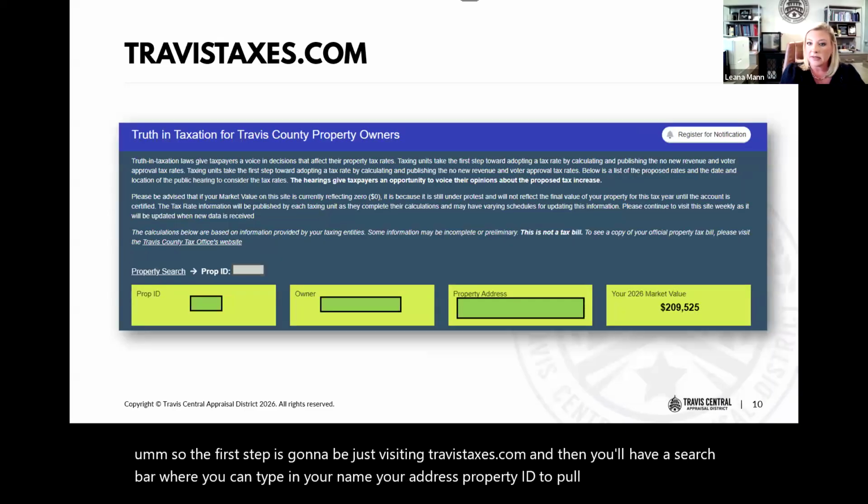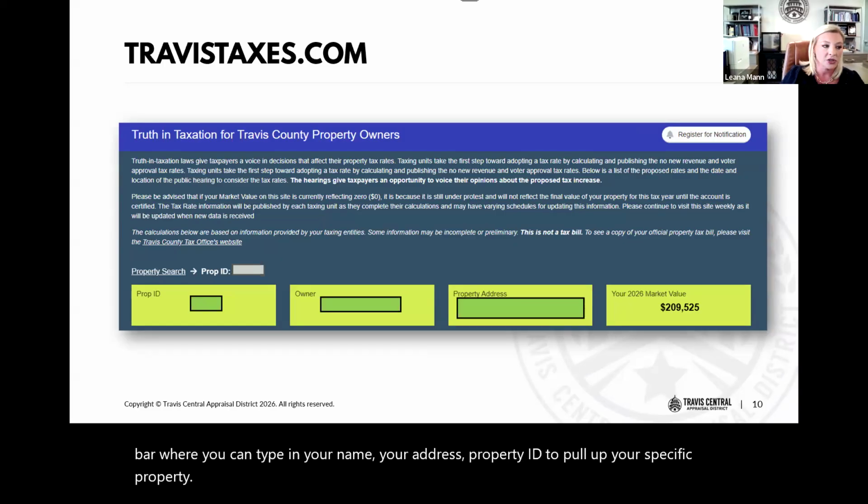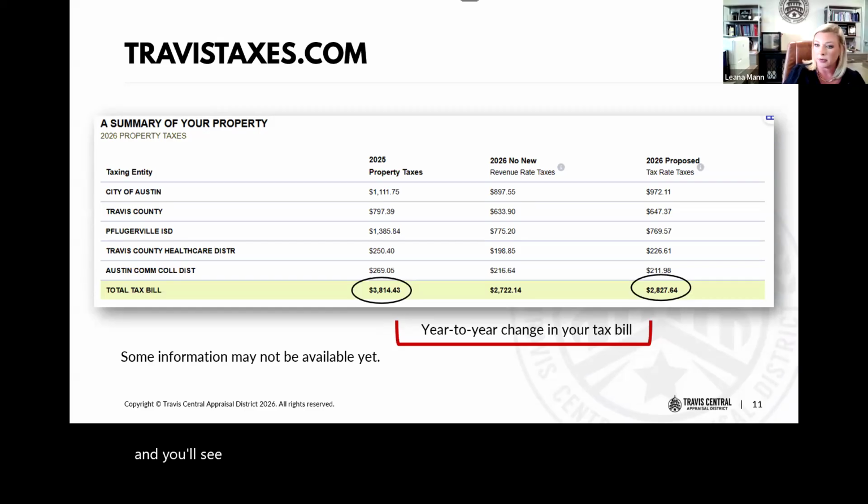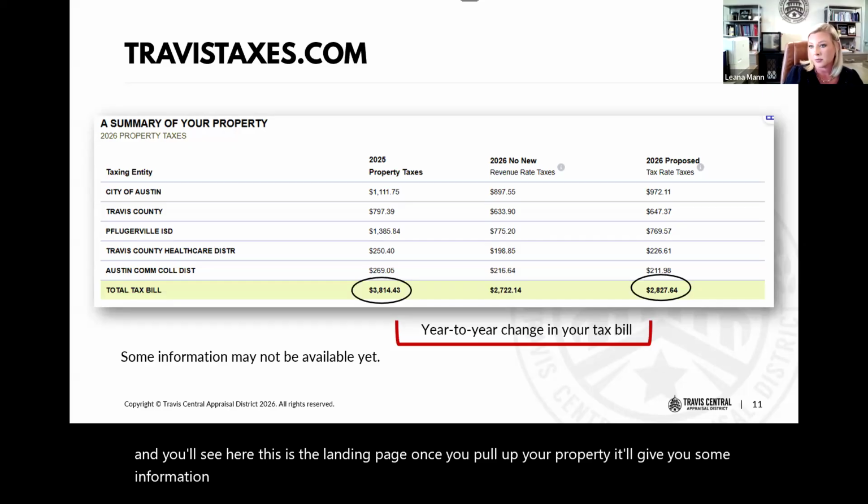And you'll see here, this is the landing page. Once you pull up your property, it'll give you some information about the property itself, such as the owner, property address, and then the market value. A little further down on the screen, you're going to see your 2025 property taxes or your prior year tax bill. You're also going to see what's called a no new revenue rate, which is the tax you would pay if the entity adopted the no new revenue rate, which we'll explain further in a minute. And then you'll also see a column for your 2026 proposed tax bill based on the proposed rate that each taxing entity has populated in this database.